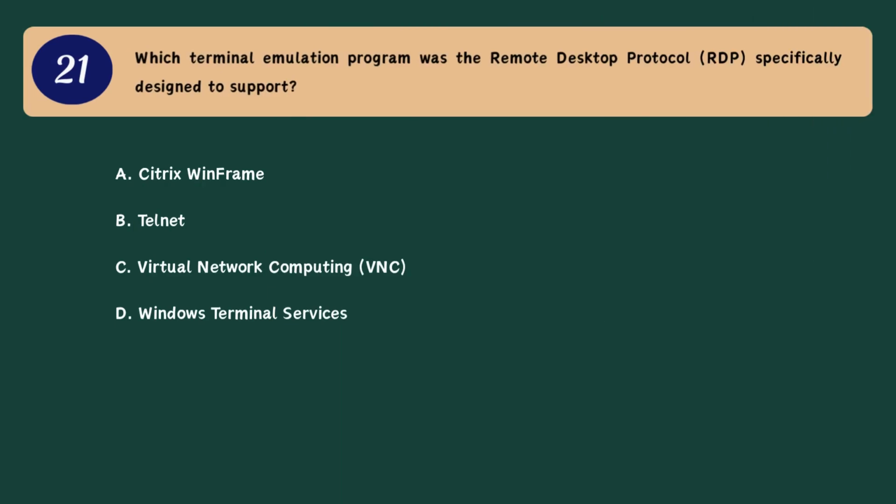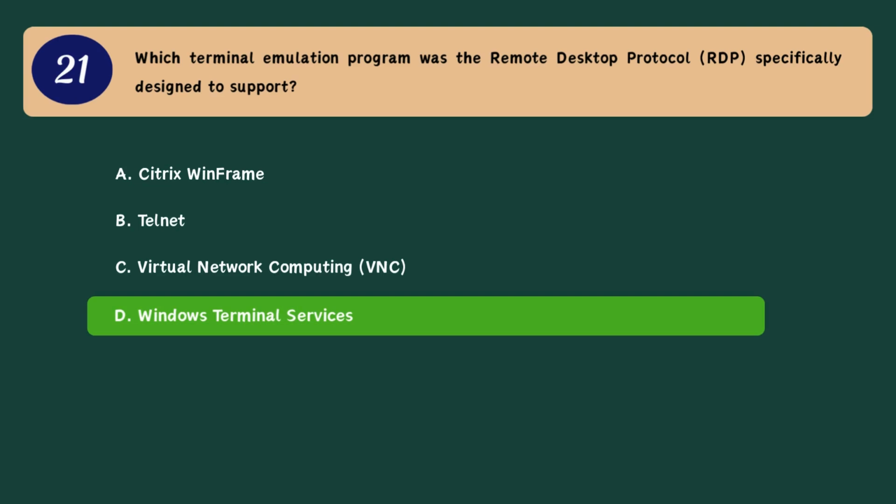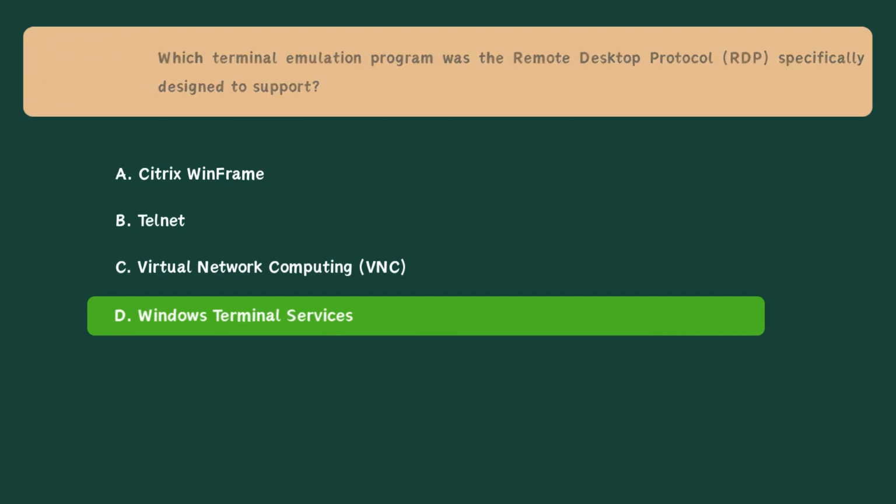Question 21. Which terminal emulation program was the remote desktop protocol specifically designed to support? A. Citrix WinFrame. B. Telnet. C. Virtual Network Computing. D. Windows Terminal Services. Correct answer. D. Windows Terminal Services.